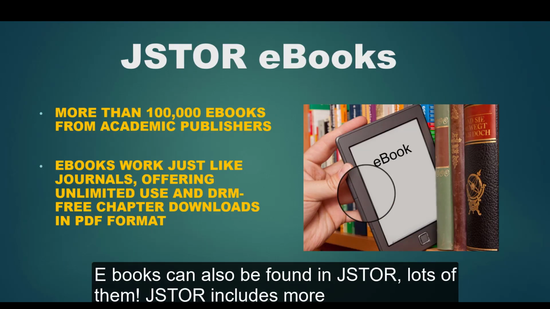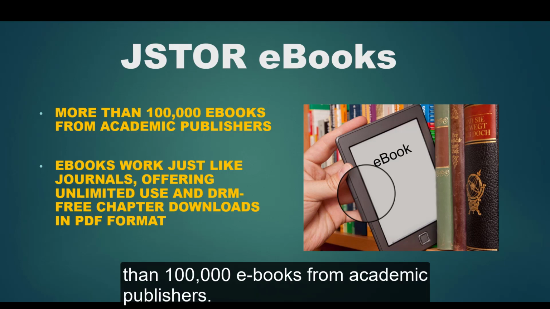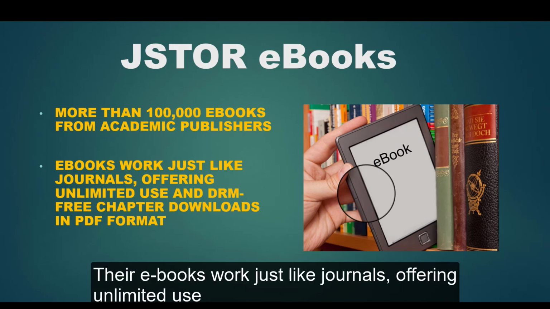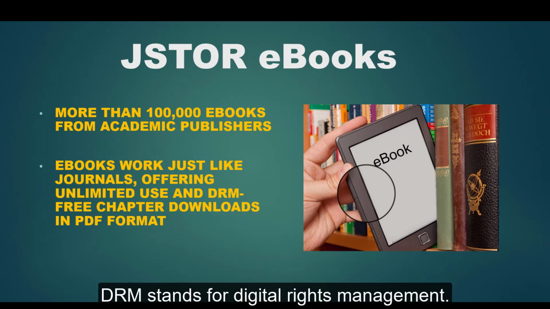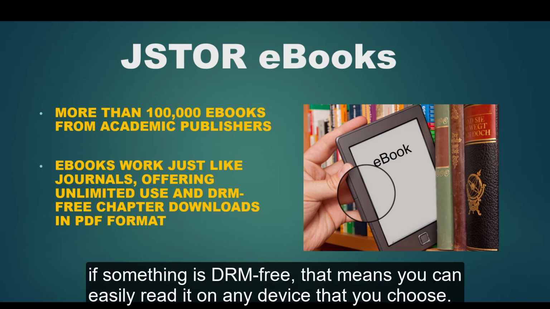Ebooks can also be found in JSTOR, lots of them. JSTOR includes more than 100,000 ebooks from academic publishers. JSTOR ebooks work just like journals, offering unlimited use and DRM-free chapter downloads in PDF format. DRM stands for Digital Rights Management. If something is DRM-free, that means you can easily read it on any device that you choose.